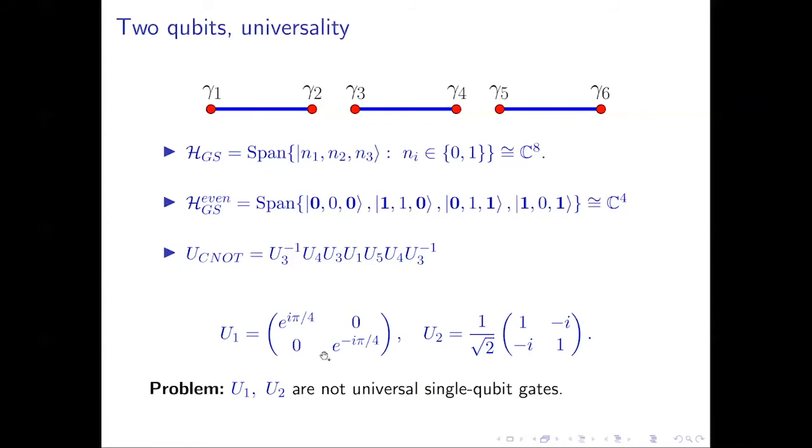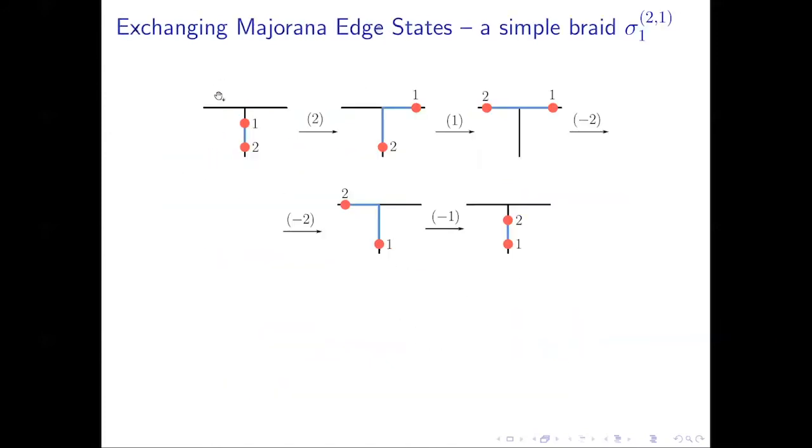But anyway, the point is that this is not universal. So now let's see how we can exchange those edge states. Imagine that we have a T junction, so we've got coupled chains, and a topological region. By changing the coupling constants in the Hamiltonian, we move this endpoint of the chain. First we move it to the right, which I call move 2. Let's say this is branch 2 and this is branch 1. This one goes here, and then onion 2 goes to the left. So this is move 1. Then move minus 2 takes this one back, and move minus 1 takes this one back, and you can see that they have exchanged.